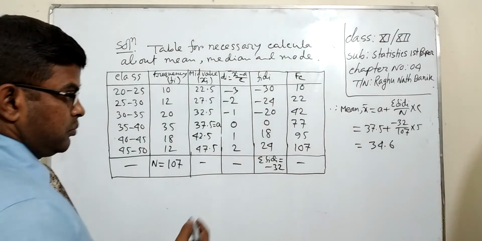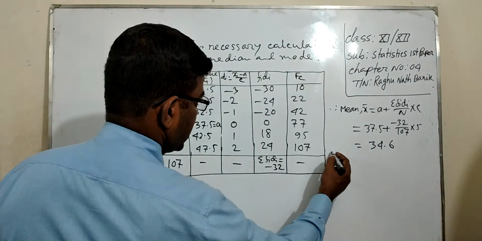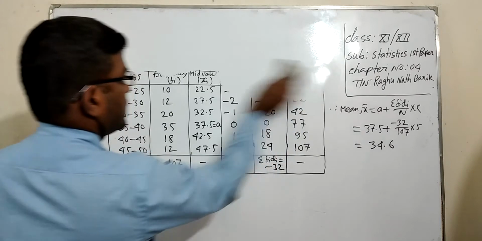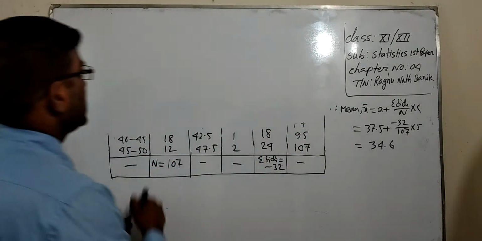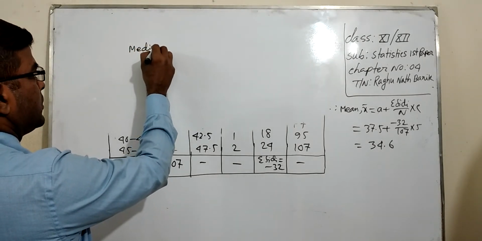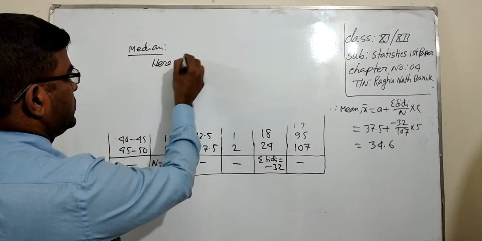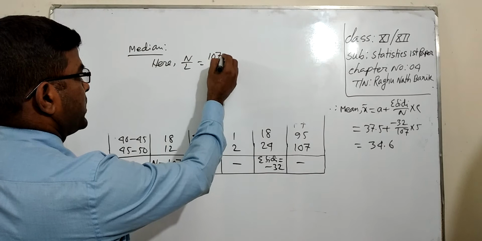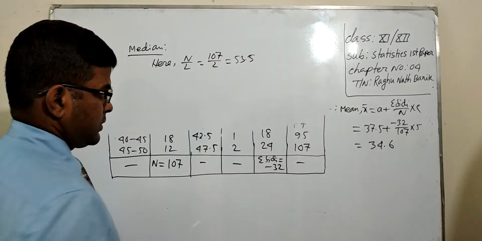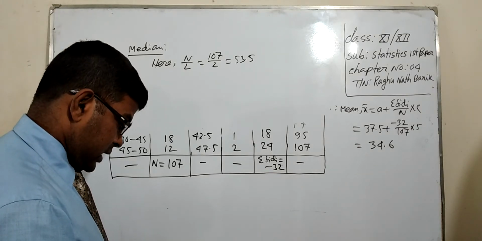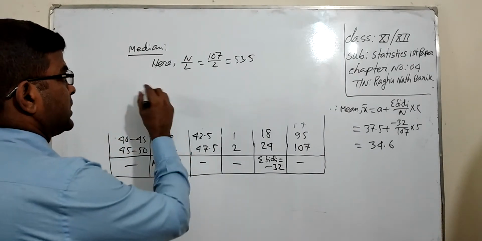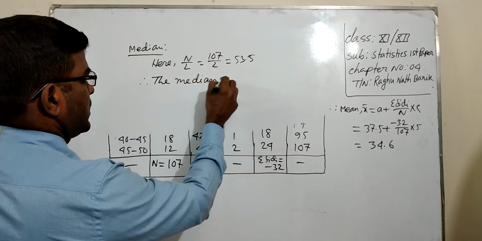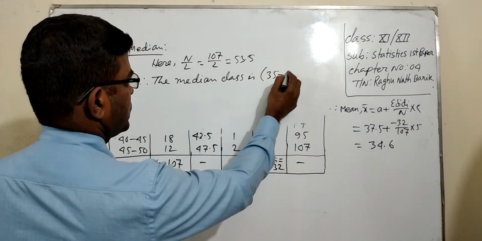Again, the median. Here n by 2 equal to 107 by 2 equal to 53.5. The median class is 35 to 40.